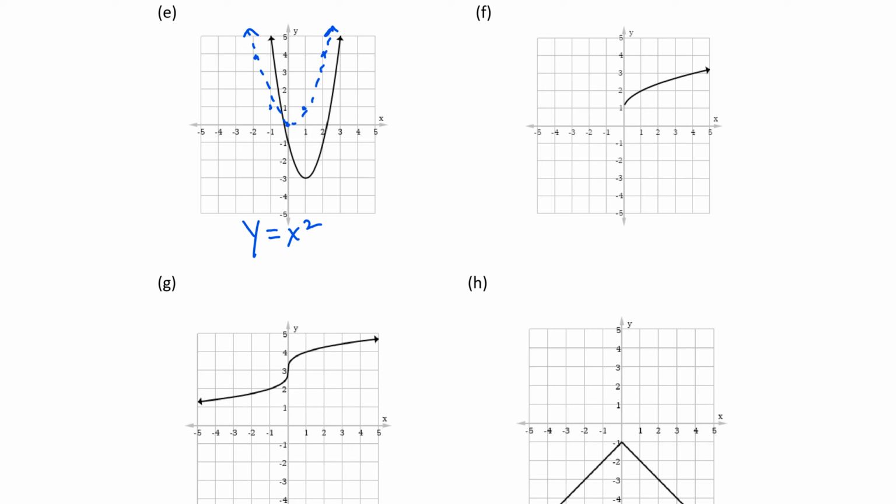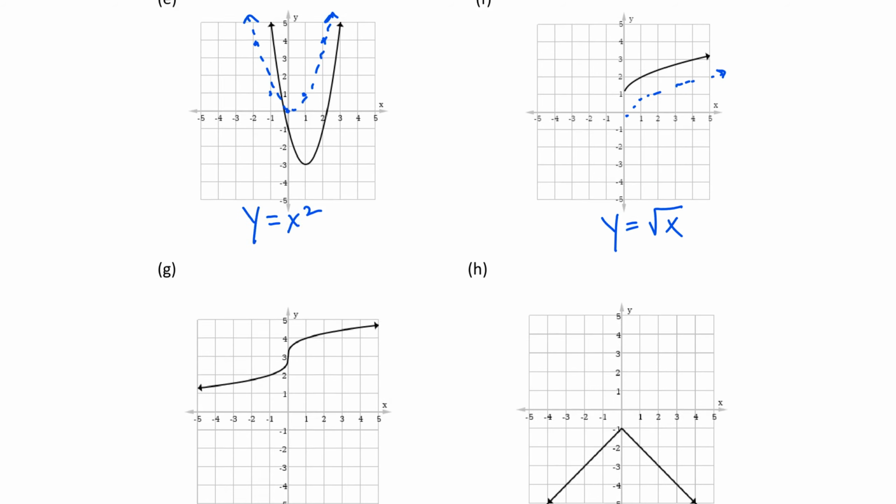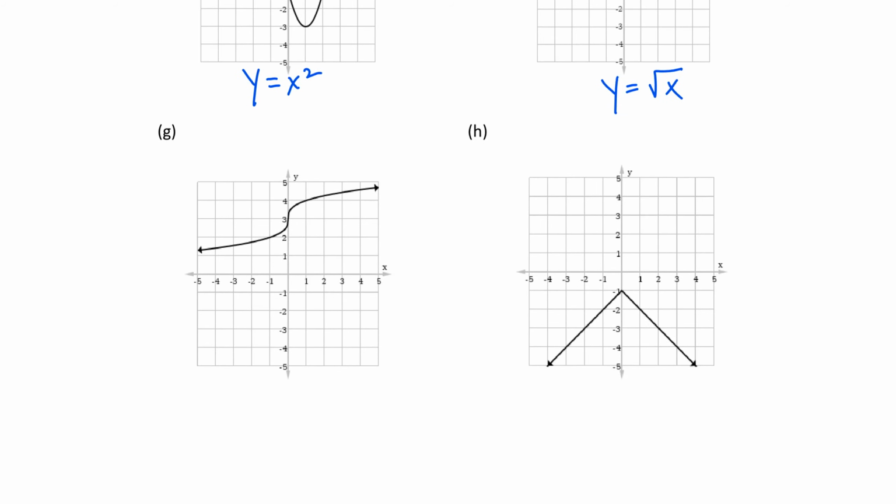Looking at example F, we have half of a sideways parabola. Do you remember which function that one was associated with? That was our square root function. So our square root function did something like this that we graphed. This one is sharing the same basic nature, but it is shifted. How about example G? Notice this is a sideways squiggle. This one would be associated with not the cubic function, but the cube root function.